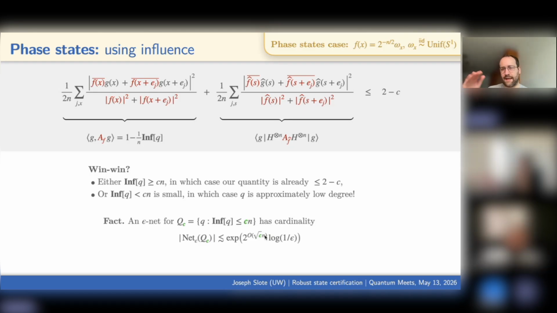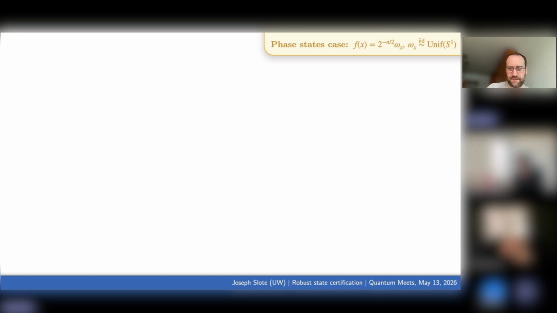And we get to set this threshold little c, so we can make it 2 to the 2 to the constant times n, for a constant of our choosing. Although this seems like not much, it actually is exactly what's needed to finish the argument. So, yeah, we're nearing the end of this phase state proof here.